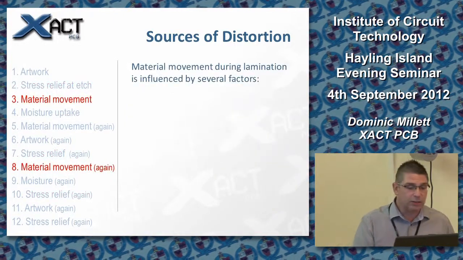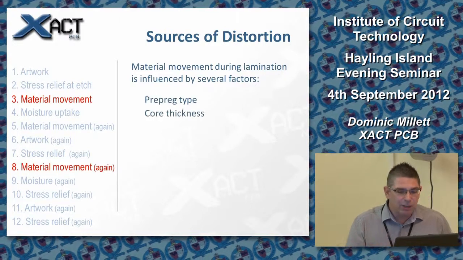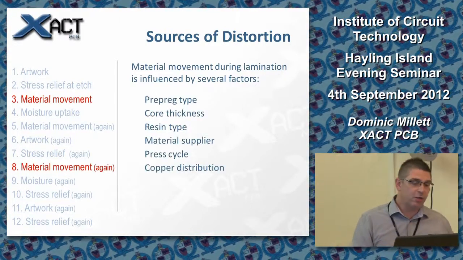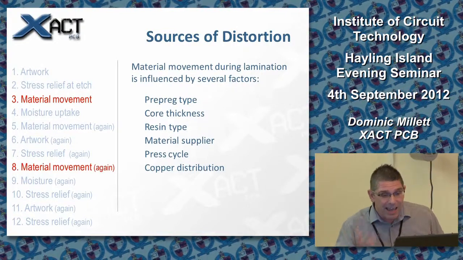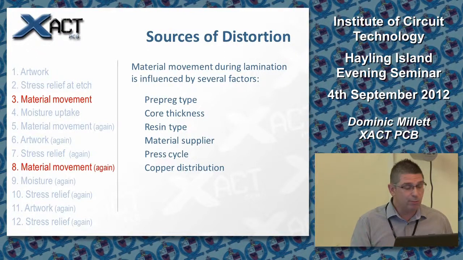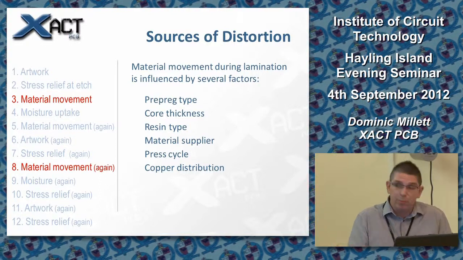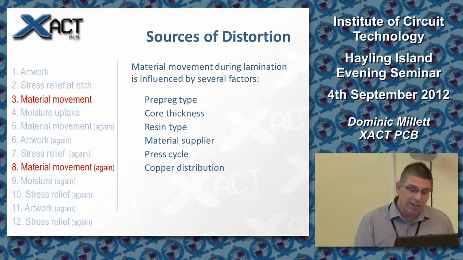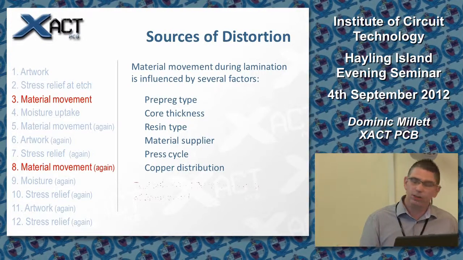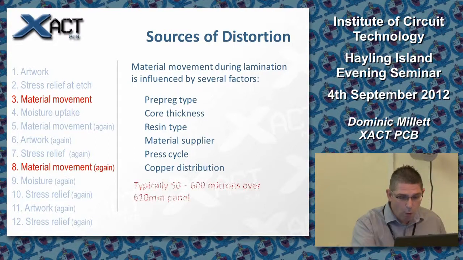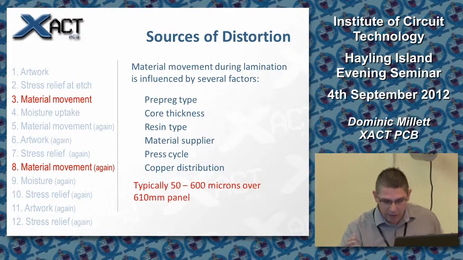Then you have the bond process, the material movement through the bond process, influenced by the various prepreg types, core thicknesses, resin types. Material supplier can be a significant influencing factor on the material movement through the bond process. Press cycle has an influence, and the copper distribution, the design of the panels themselves, can have an influence. Typically 50 to 600 microns over a 610, 24-inch panel. And that's only for one bond cycle. If you have 2 bond cycles or more, that effect is there all of the time.